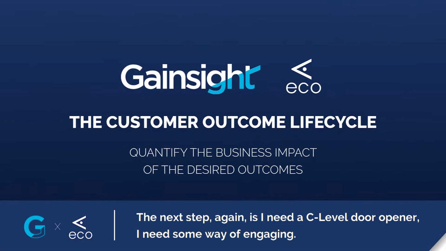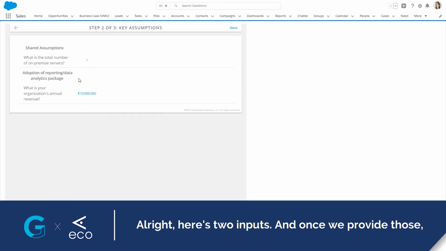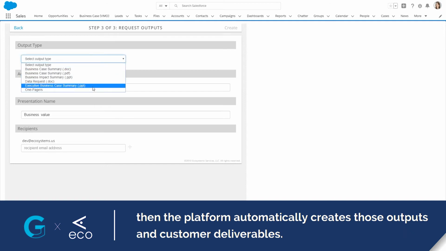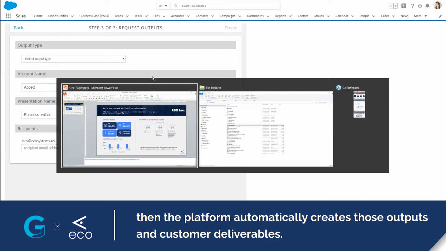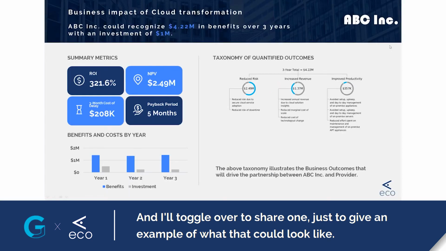The next step, again, is I need a C-level door opener. I need some way of engaging. All right, here's 2 inputs. And once we provide those, then the platform automatically creates those outputs and customer deliverables. I'll toggle over to share one just to give an example of what that could look like.